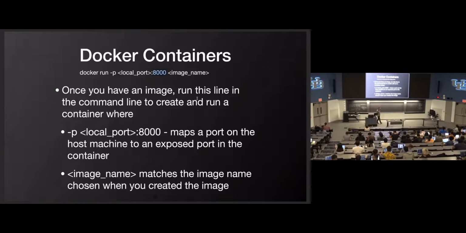Then map that to port 8000 inside of the container, because that's where my app's running. So now when I get a request for localhost local port, which will be 8080 in our case, when I get a request for port 8080 on my laptop, Docker's going to be listening on port 8080 and say, oh, I know what to do with this request, and it's going to forward that to port 8000 inside my container.